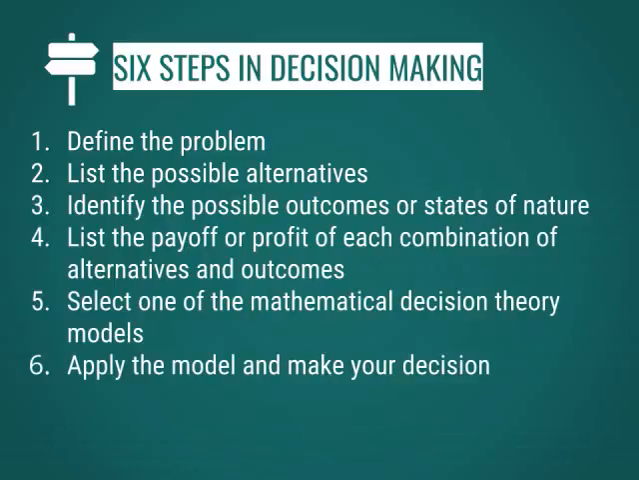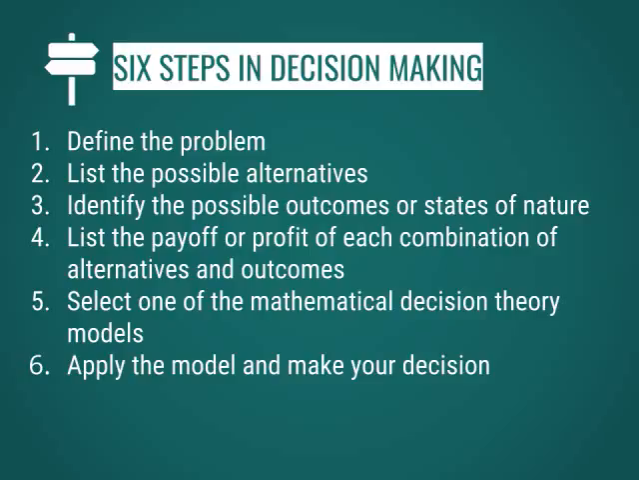First, we define the problem at hand. Second, we list the possible alternatives. Third, we identify the possible outcomes or state of nature. Fourth, we list the payoff or profit of each combination of alternative and outcomes. Fifth, we select one of the mathematical decision theory models. Six, we apply the model and make our decision.